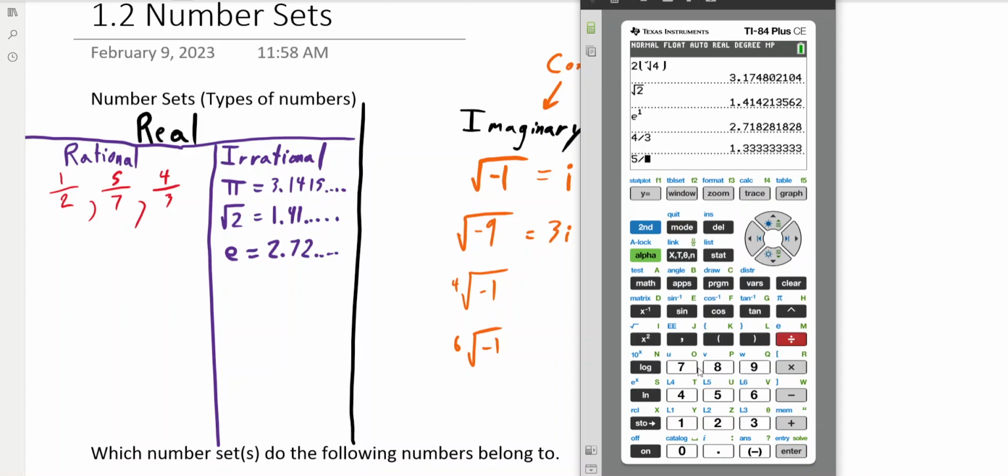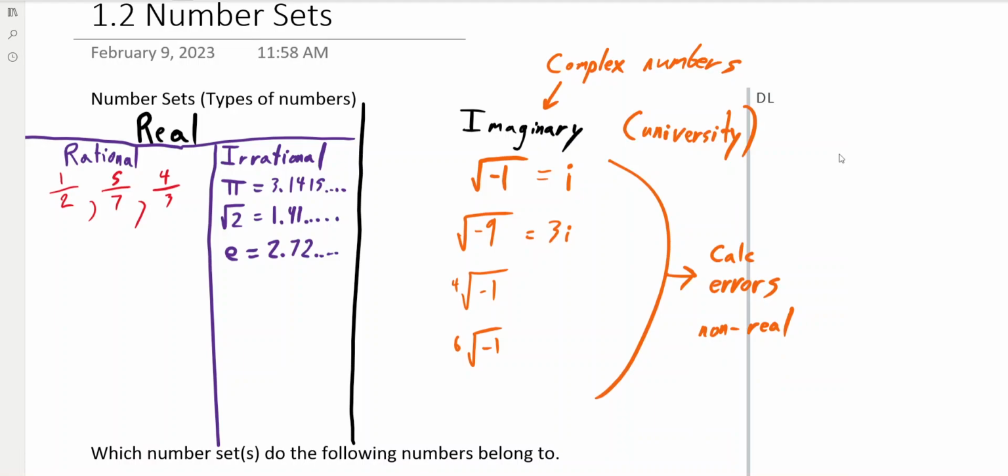Or 5/7, it does repeat, it just takes a long time for it to repeat. So it's 7, 1, 4, 2, 8, 5, and then it repeats 7, 1, 4, 2, 8, 5. So it does repeat, it just takes a while. And it's hard to tell if something's going to repeat just by looking at the numbers. But basically, the rule is, if it's a fraction, it's rational. Okay, so those are rational numbers.